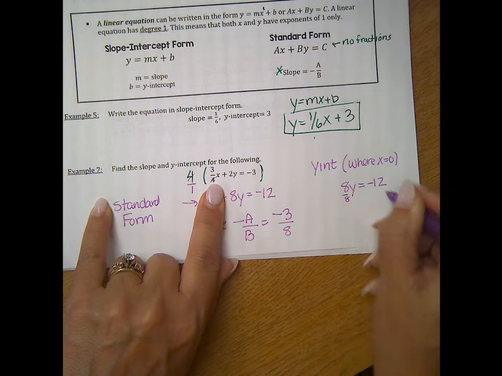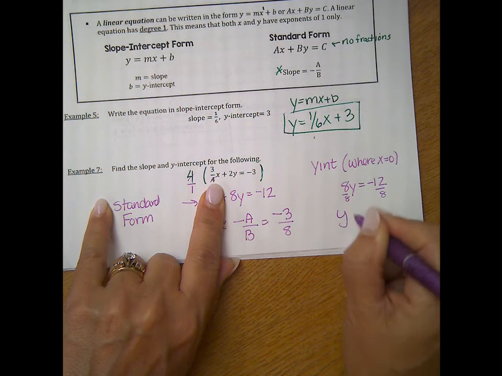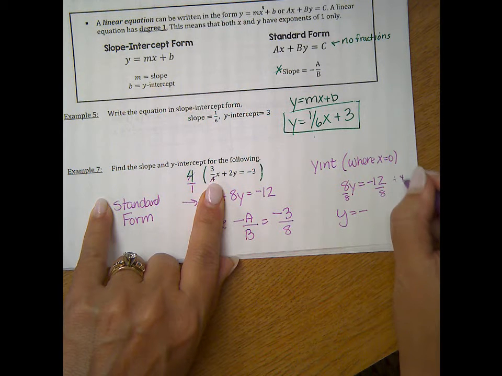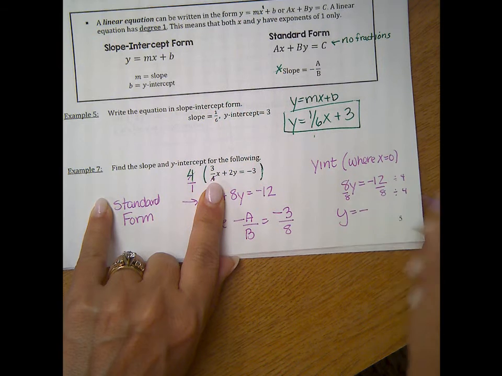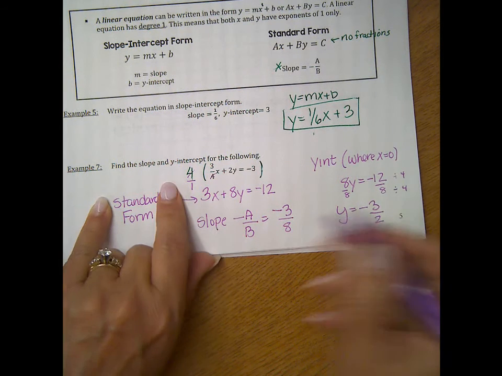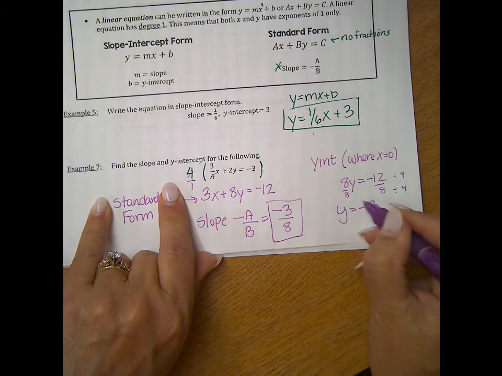Divide by 8. And y is negative, let's simplify that by 4. We divide by 4 on the top and the bottom, and we get negative 3 over 2. So there's the slope. There's the y-intercept.